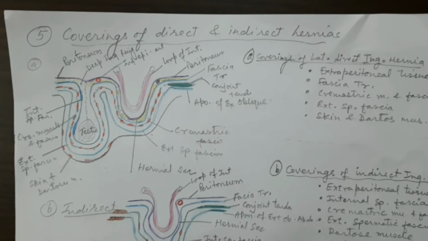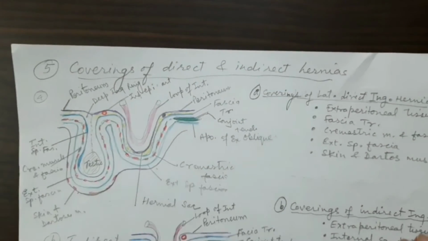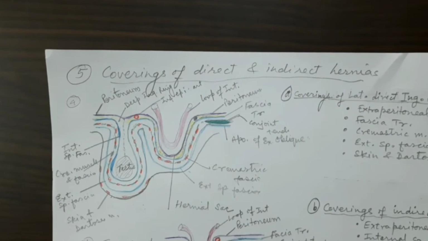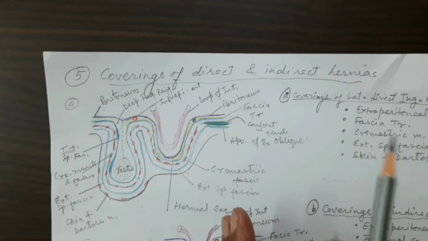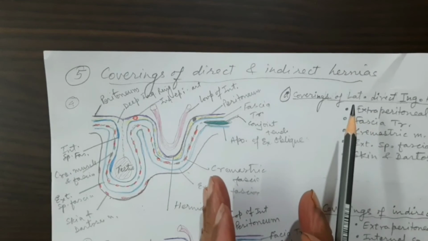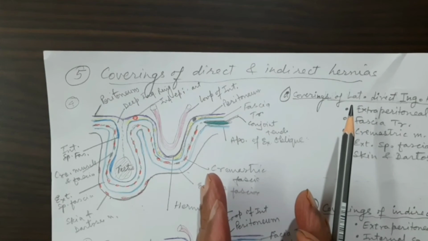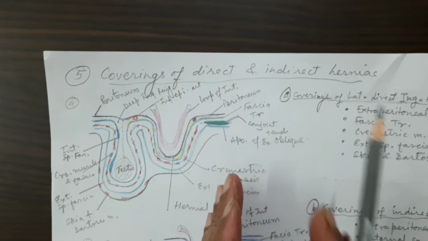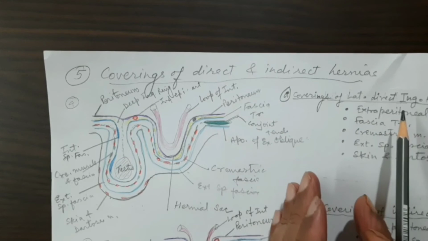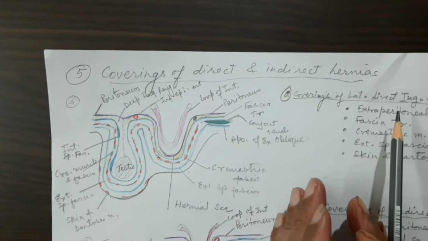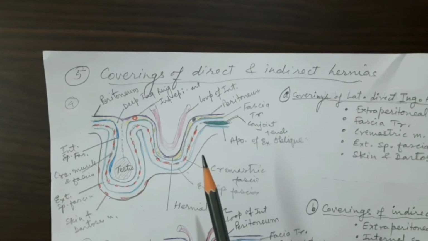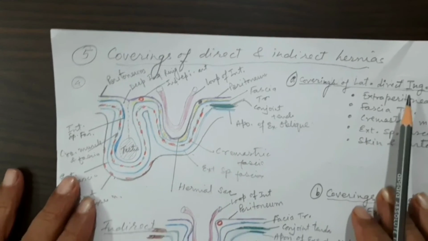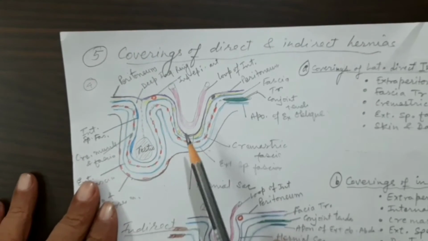So there is not much difference between the covering of an indirect inguinal hernia and that of the spermatic cord. But on the other hand, the coverings of the direct inguinal hernia will be a little different depending on whether it is pushing its way through the fascia transversalis, that means the lateral part of the Hesselbach triangle, which is more common, or through the conjoint tendon, which is quite rare. Let us come first to the coverings of the direct inguinal hernia.